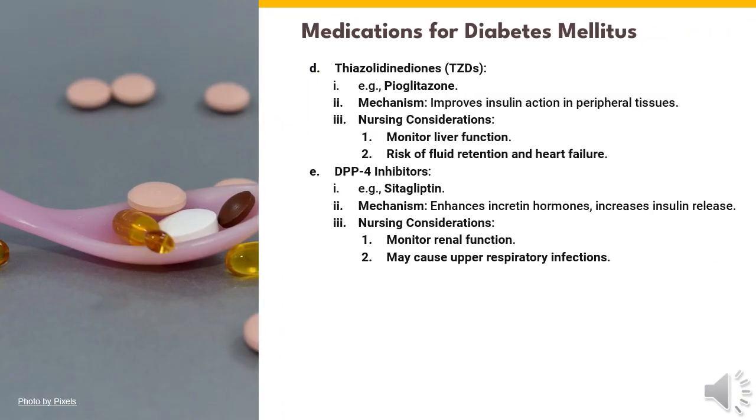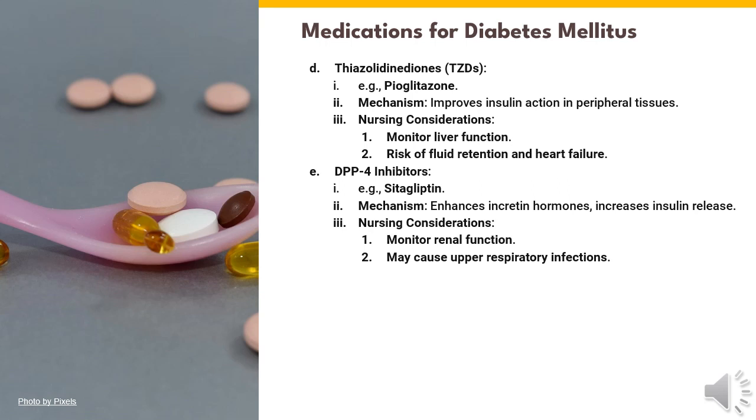As we continue our discussion on medications for diabetes mellitus, we focus on two more classes of oral agents used in the management of type 2 diabetes. The first one is thiazolidinediones, or TZDs. Pioglitazone is a prime example of this class.